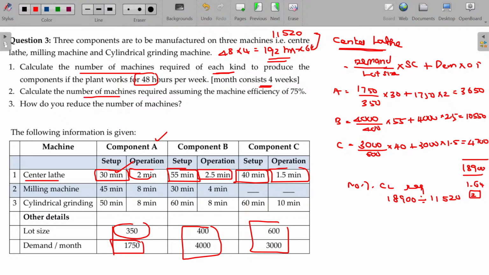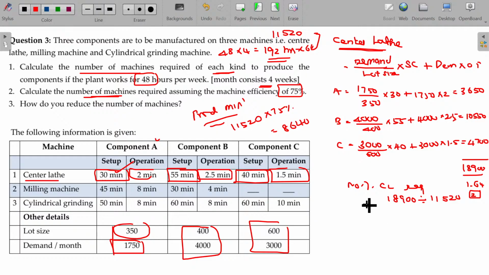Now, calculate the number of machines required assuming the machine's efficiency is only 75%. If the machine efficiency is only 75%, then what could be the number of machines? As the efficiency is decreasing, you need more machines. Time waste is there, so we cannot finish in two machines itself. Then 11,520 minus efficiency. Here it's productive minutes. You have to multiply 11,520 design capacity with that 75%. Come on, tell me.